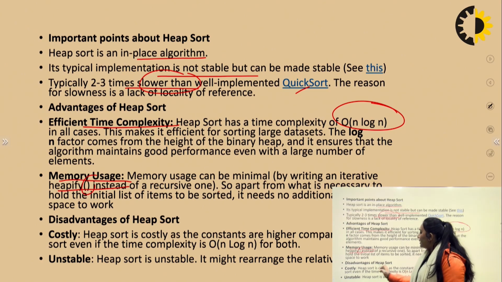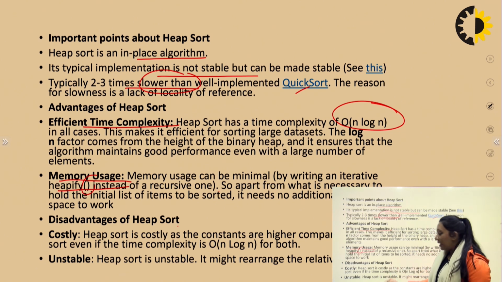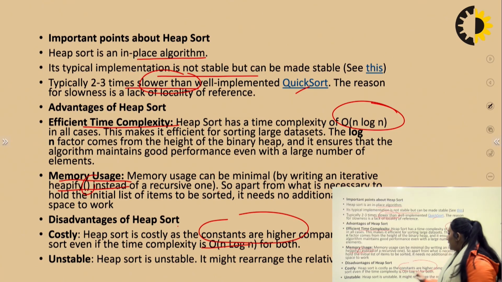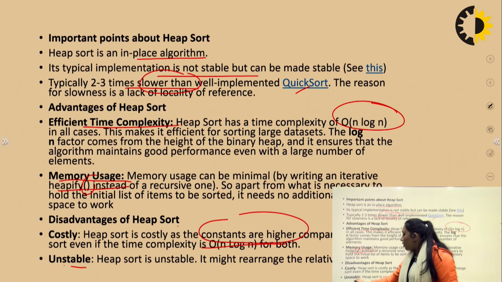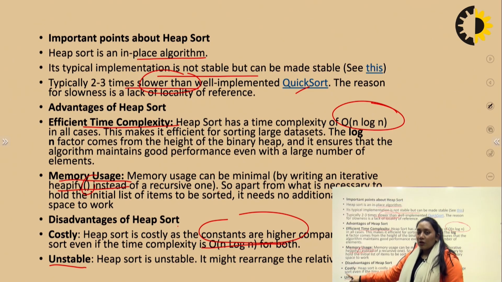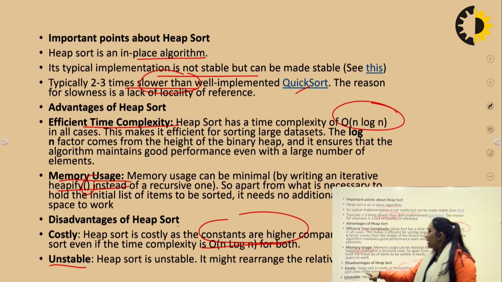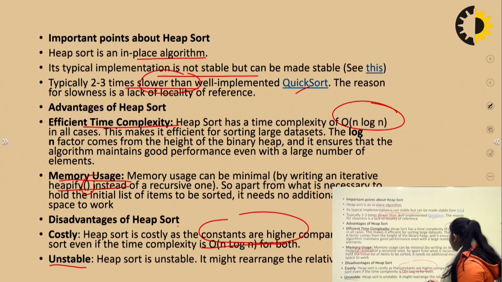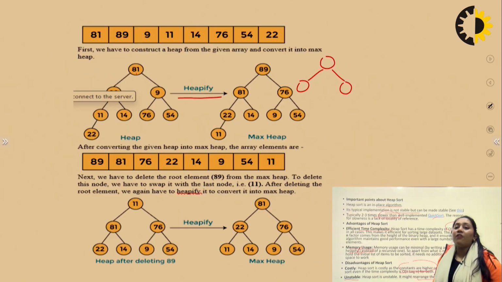Next, we have the disadvantages of heap sort. Number one, it is very costly. Why is it very costly? Because the constant times are higher, and the complexity is O(n log n) in the worst case, right? Next, it is also unstable. Why is it unstable? Because it rearranges the relative order of the elements.